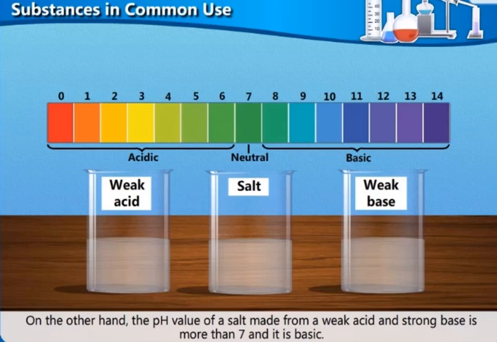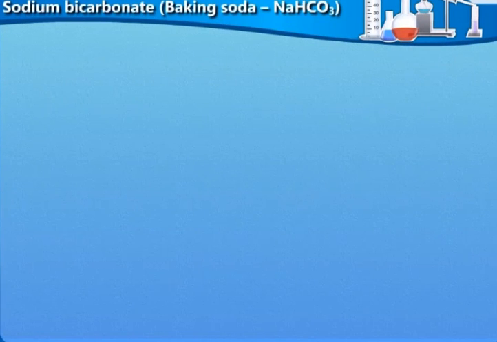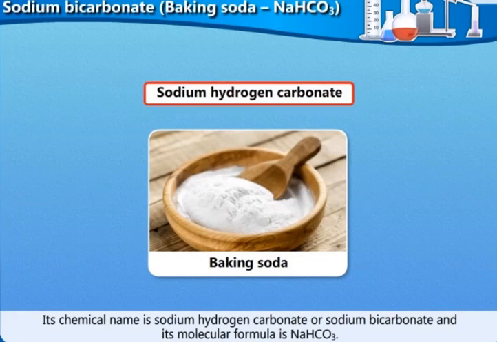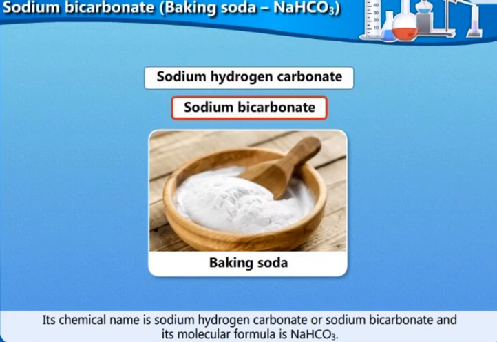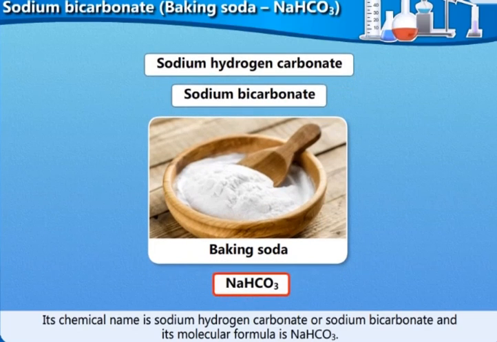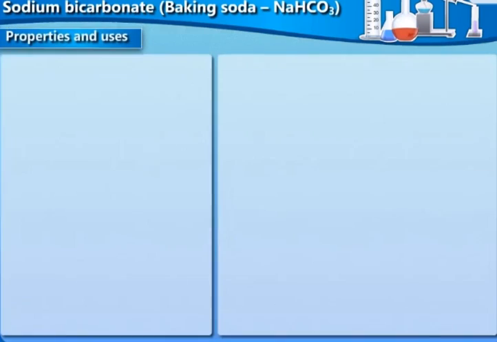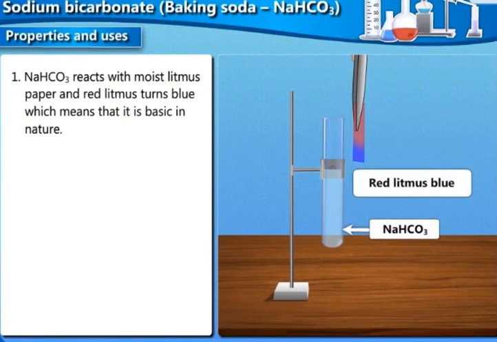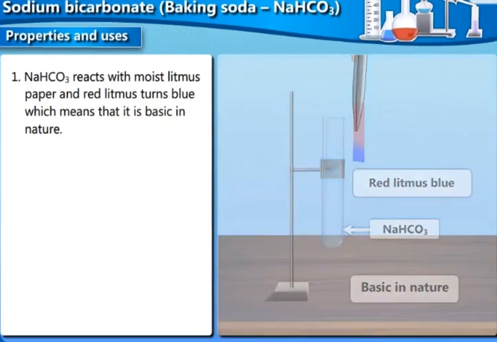Let's proceed. Sodium bicarbonate, baking soda, NaHCO3. Baking soda is a white non-crystalline powder. Its chemical name is sodium hydrogen carbonate or sodium bicarbonate, and its molecular formula is NaHCO3. Properties and uses. 1. Sodium bicarbonate reacts with moist litmus paper and red litmus turns blue, which means that it is basic in nature.